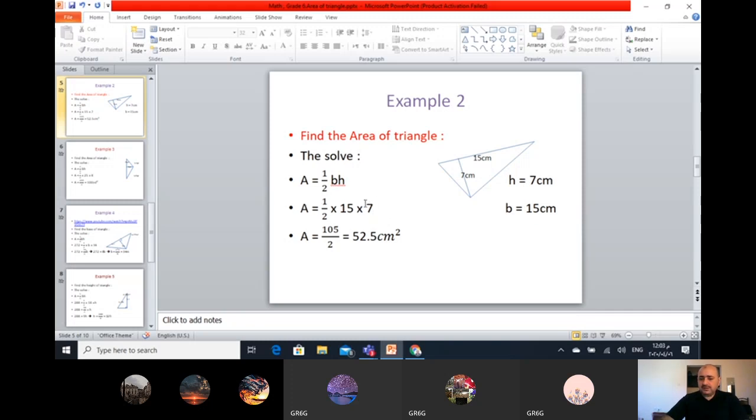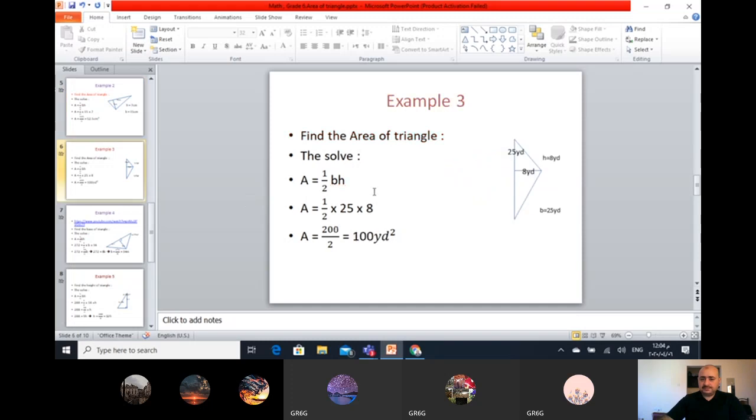Now how to solve this problem here? You can multiply 7 times 15, which will be 105. 105 times 1 will be 105 over 2. 105 divided by 2 will be 52.5. 52.5 centimeters squared, because centimeter times centimeter equals centimeter squared.